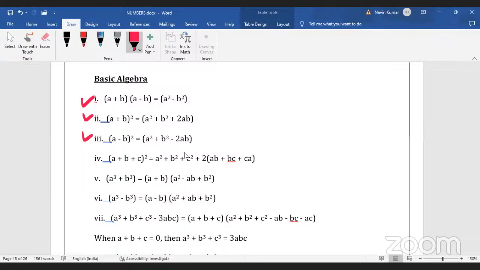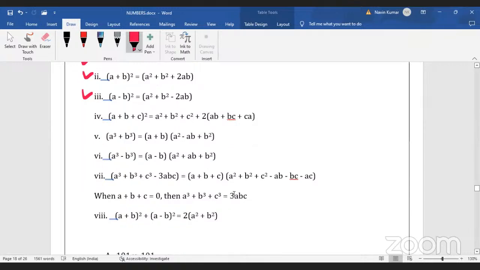So a plus b into a minus b is a square minus b square. A plus b whole square is equal to a square plus b square plus 2ab, and a minus b whole square is a square plus b square minus 2ab. You should remember these 3. Besides that, you also have to remember all these. This is important. Question point 8. I'll star mark it.